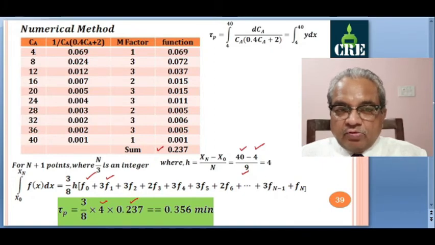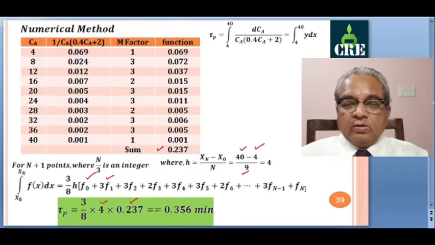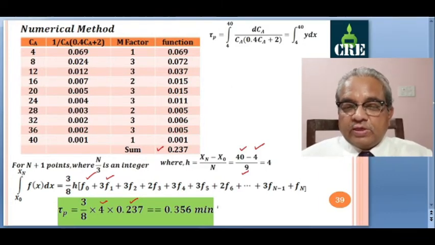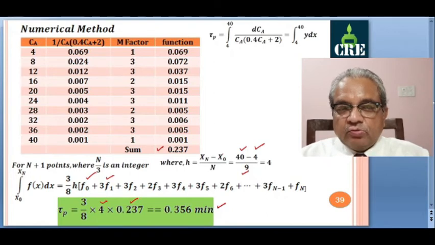Now if you have interest, you can try a step size of 2. You will have more points and this will be closer to the analytical value. If you take still more points and reduce your step size, maybe to 1, your value will most probably match the analytical solution.